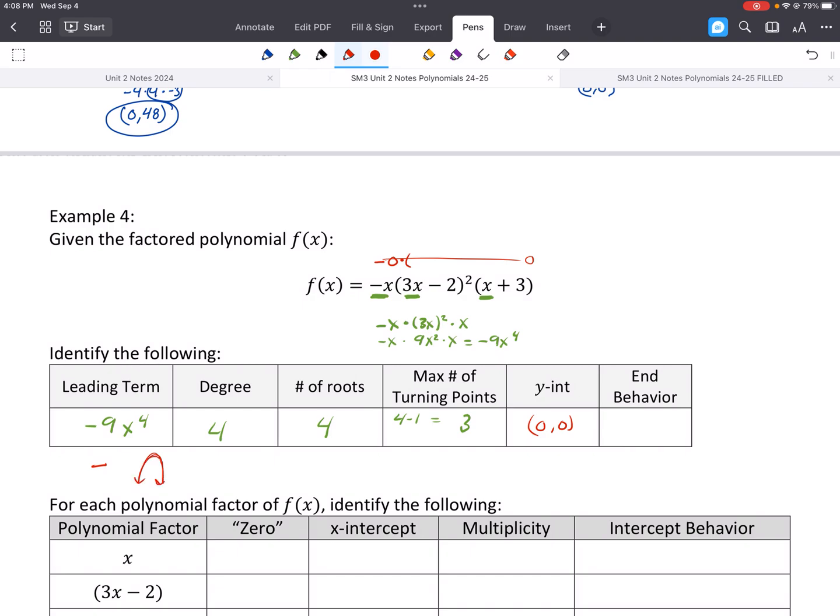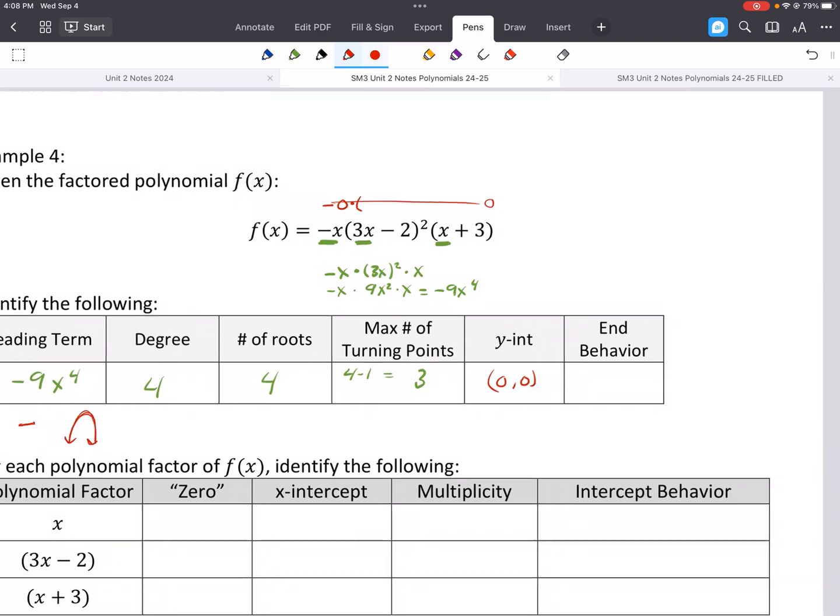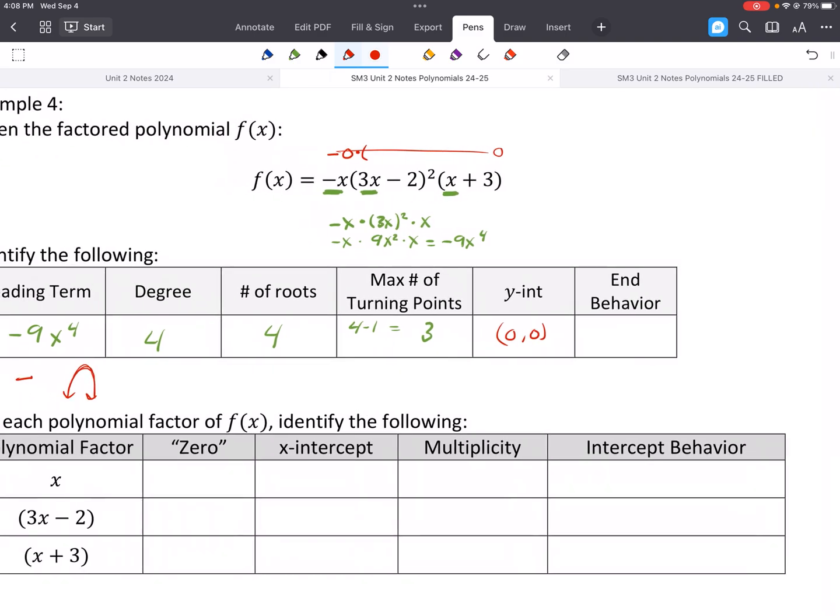So our behavior, again, we're going to write this out in limit notation. On your homework, you won't have to write it because it will be there. You're just filling in the blanks, but I think it's good to practice. So here, it's going to go down, down, and down. So the limit as x goes to negative infinity, f of x goes to negative infinity. So it's going down.